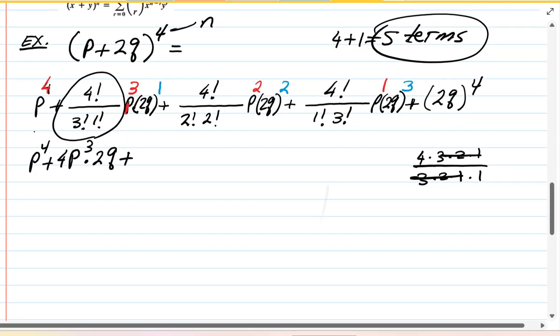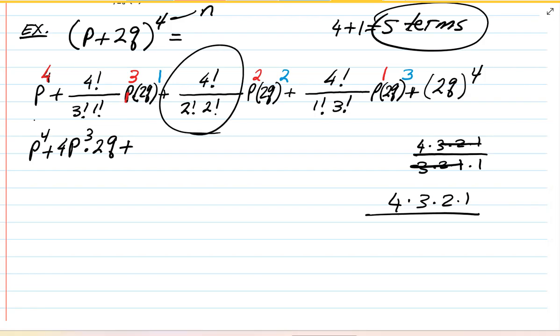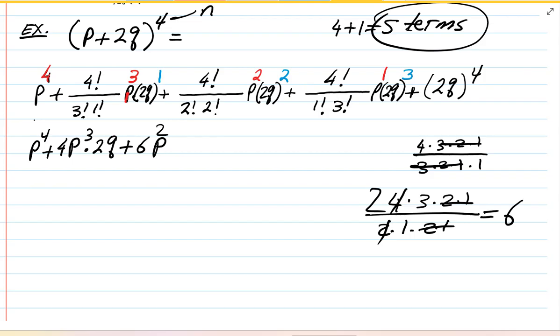Let's do 4 factorial over 2 factorial, 2 factorial. 1, 2, 1, 2. 4 by 2 is 2. 2 times 3 is 6. So this is going to be 6 p squared. And we're doing 2q squared, right? Don't forget, you're squaring the whole 2q, not just q. 2 squared is 4. Q squared is q squared. So that's just 4q squared. Good? So far, so good.